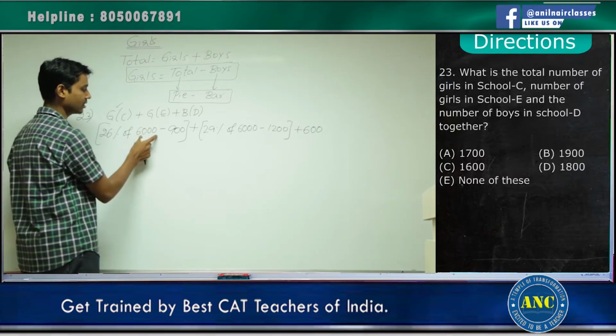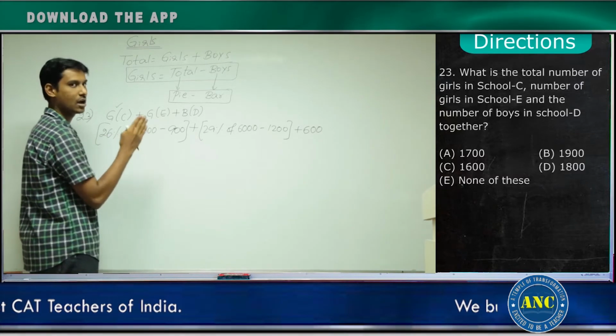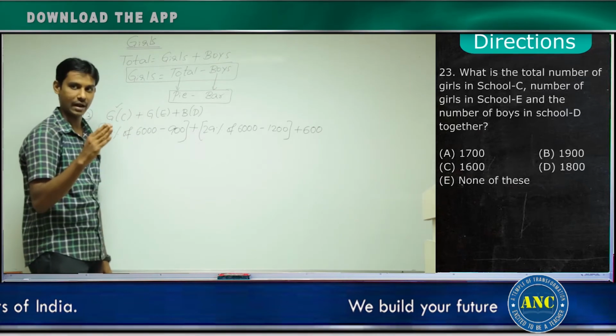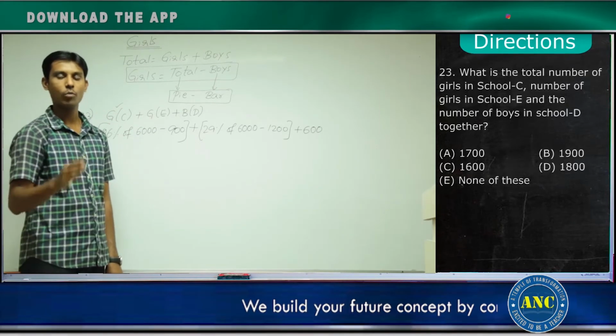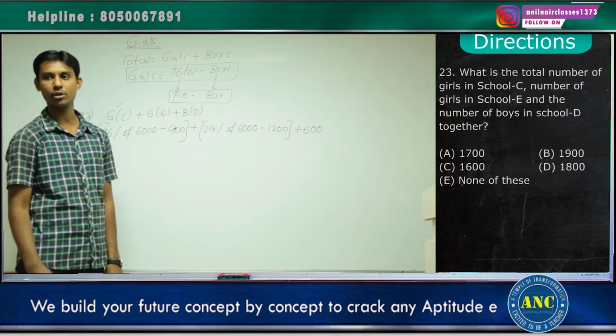8 into 6. The digital sum of 6,000 is 6. 8 into 6 is 48. 48 is not a single digit number, so again add the digits of 48. 4 plus 8 is 12. 12 is not a single digit number, so again add the digits of 12.